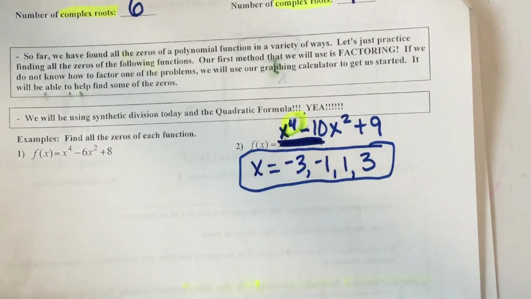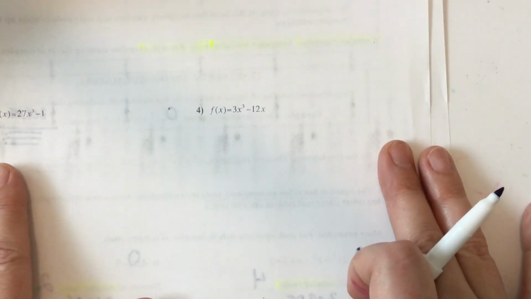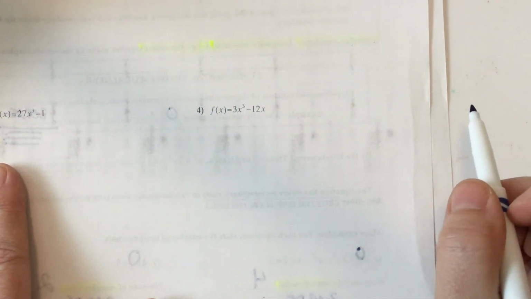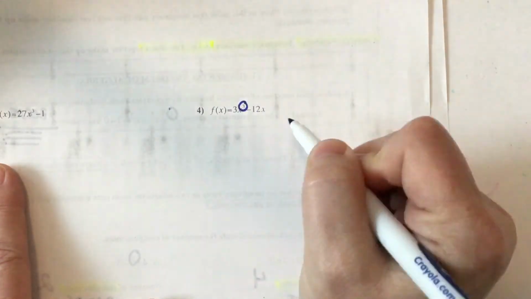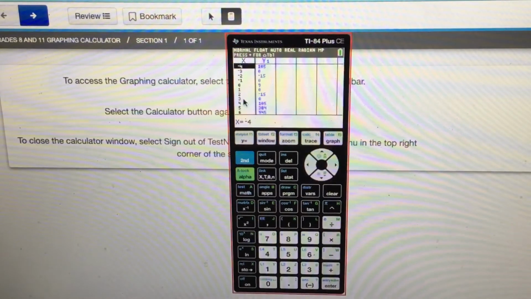Okay, I'm going to show you one more. So looking at this one here, how many zeros should we have when we're done? We should have 3 when we're done. So let's see if they're going to come out nice. So I'm going to put this in my graphing calculator. So once again, you can access this with the link that I gave you.